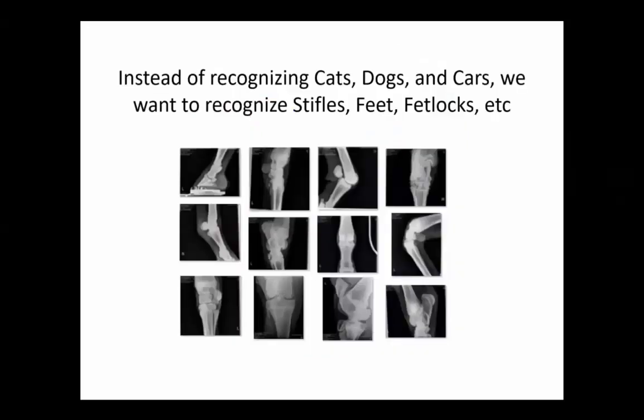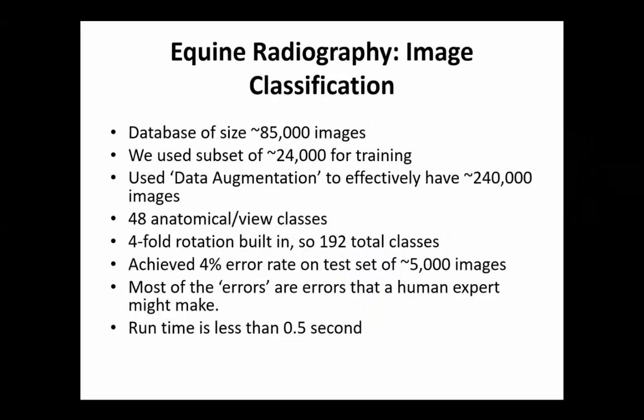Just to throw some numbers out, these are already old numbers. We've gotten bigger now, but we have about 85,000 images. We use 24,000 for training the computer. There's something called data augmentation that we multiply by 10. Anyway, so about 250,000 images.